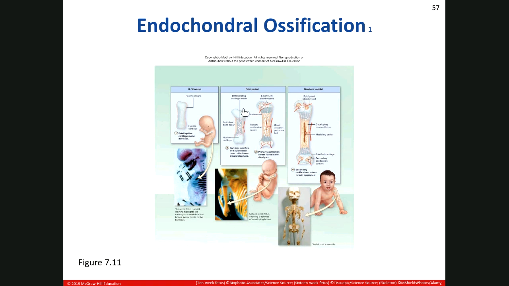We started in the center here. As more and more of this calcified matrix from the cartilage is dying off, more holes are opening up, more blood vessels are coming in, more osteoblasts are coming in, and they're using that old dead calcified cartilage matrix as a scaffolding, and it's remodeling bone right over that.